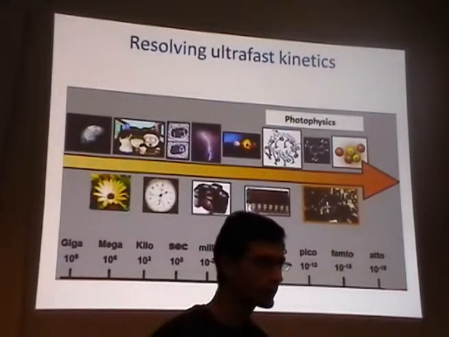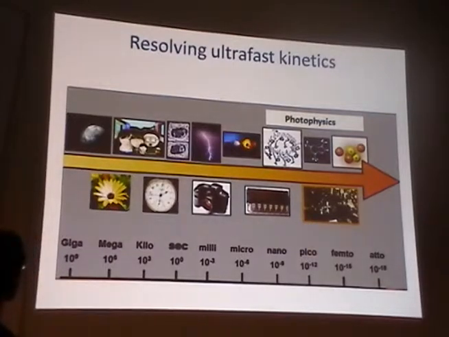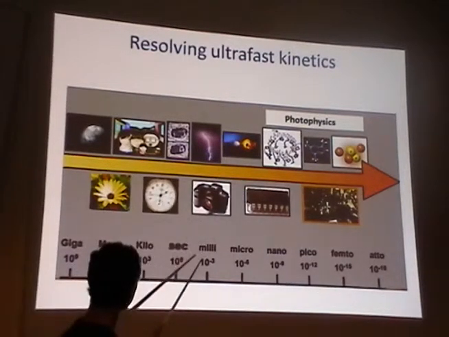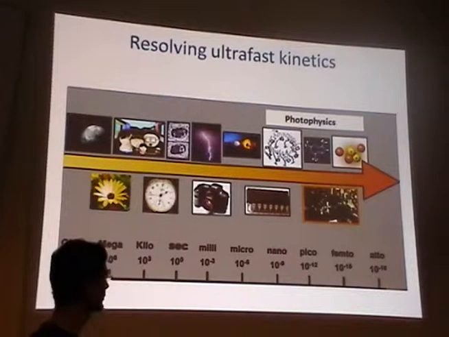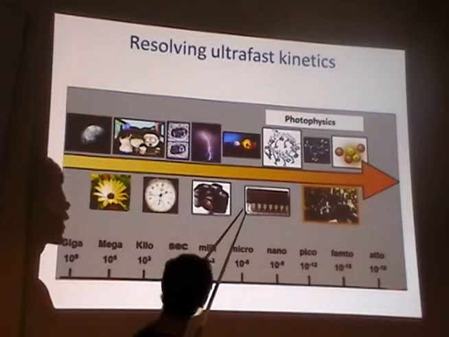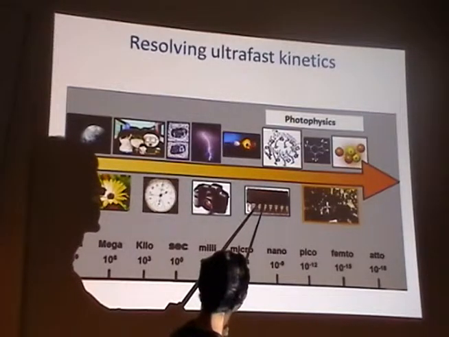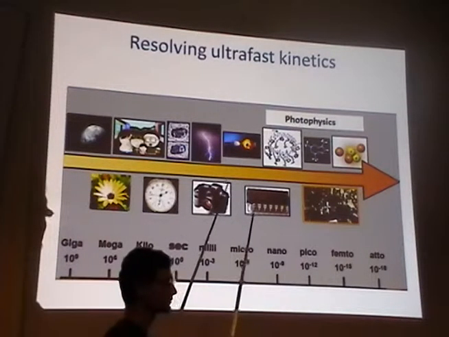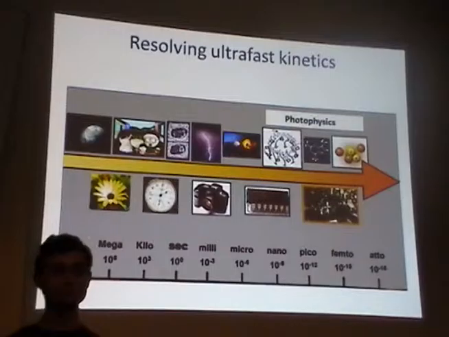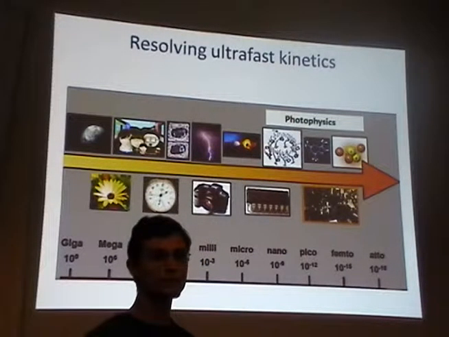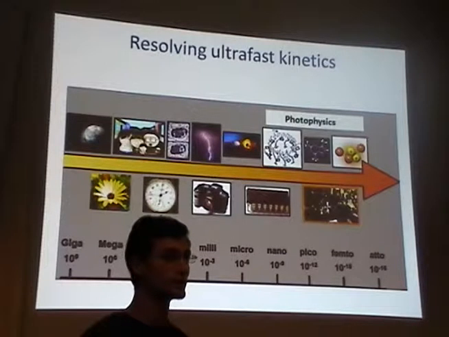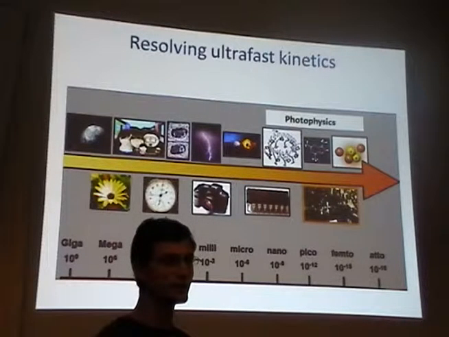Okay, you might now wonder, how is it possible to measure these extremely fast timescales? We're talking about femtoseconds, picoseconds. Okay, let's have a look at different timescales. So, if you get to the millisecond timescale, that's approximately how fast a shutter works. The electronics can get us to just below nanoseconds, but that is not fast enough.